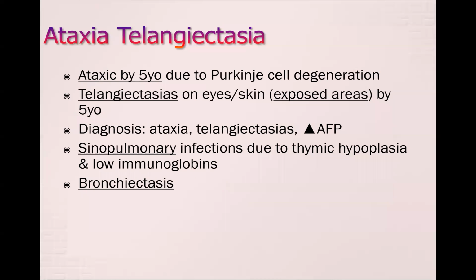The way that they typically present is with ataxia due to degeneration of the Purkinje cells. Usually by 5 years of age, they'll have recurrent telangiectasias, typically in sun-exposed areas: the eyes, the skin, the face, the forearms. Usually this happens early on. In order to have the diagnosis, you have to have 2 of the 3 of ataxia, telangiectasia, and increased alpha fetoprotein. They'll also present with bronchiectasis, which is one of the few presentations where we'll see bronchiectasis in children, the others being cystic fibrosis and other intrinsic lung diseases, but it's the one immunodeficiency where you'll see bronchiectasis.